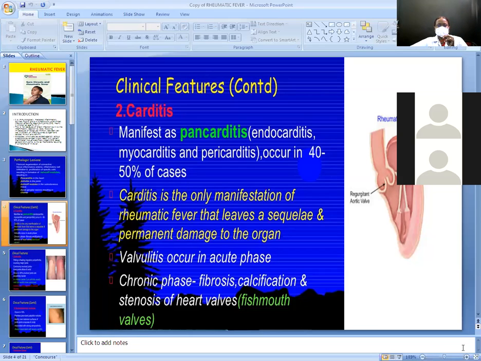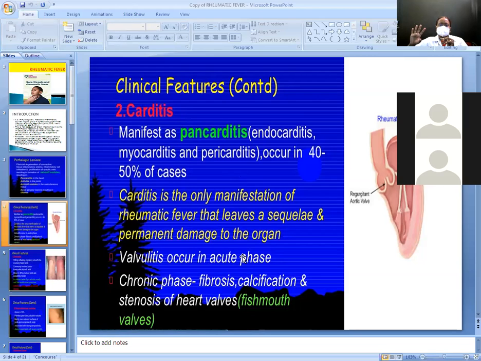So there is endocarditis, myocarditis, pericarditis. As the name suggests, they mean there is inflammatory reaction. They involve cardiac valves, so what happens? There is inflammation of the cardiac valves and the surrounding endocardium. There is endocarditis, there is valvulitis. In the acute phase, it is valvulitis. It is the inflammation of the cardiac valves, which results in destruction of or damage to your cardiac valves.